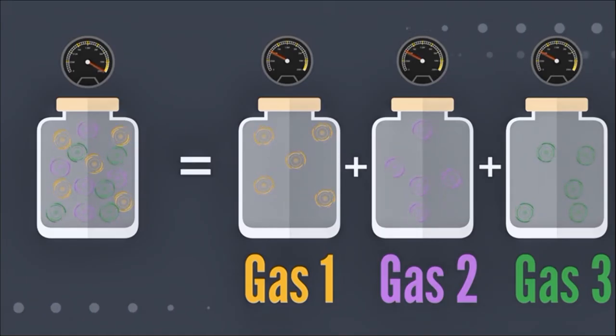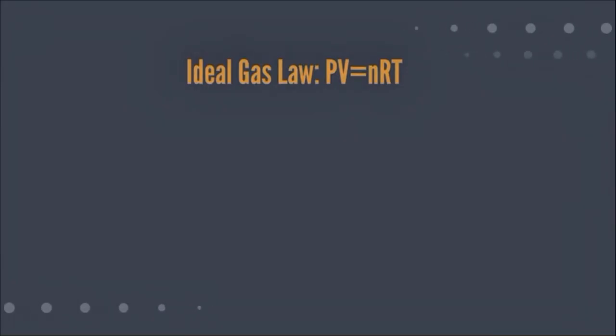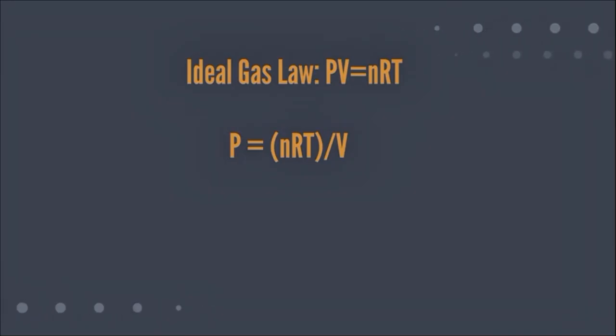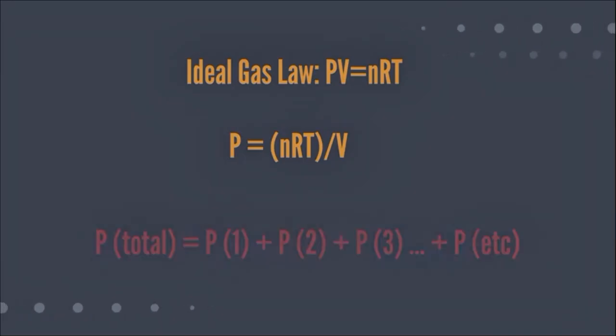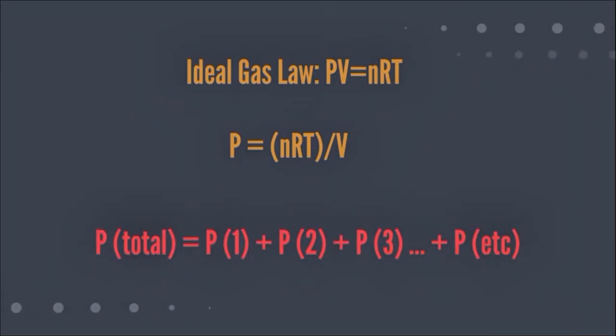Now let's look at the formula for Dalton's law of partial pressure. First, let's derive from the ideal gas law, where pressure times volume equals nRT. We can see that the pressure is equal to nRT over V. Now let's look at the partial pressure, where at a constant volume, we can add the partial pressures of the individual gases to equal the total pressure of the combined gases.